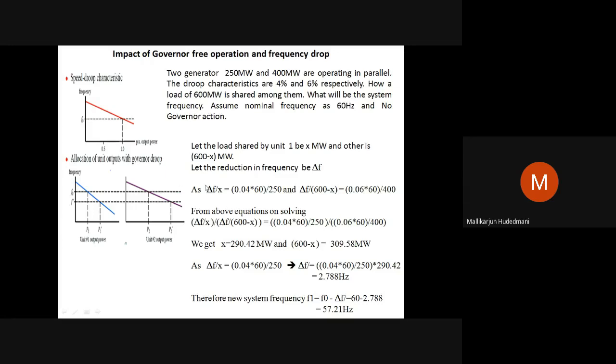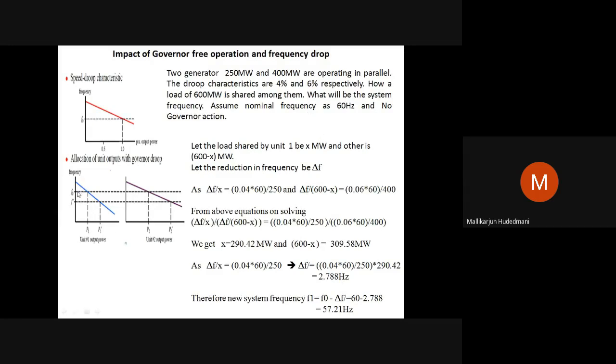Then I take either the first equation or the second equation. In that I substitute the X value. You can see here I took the first equation. Delta F by X equal to 0.04 into 60 divided by 250. On substituting the X value, I will be getting the value of delta F. Delta F stands as 2.788 hertz. It means there is a dip of 2.788 hertz from the nominal frequency 60 hertz.